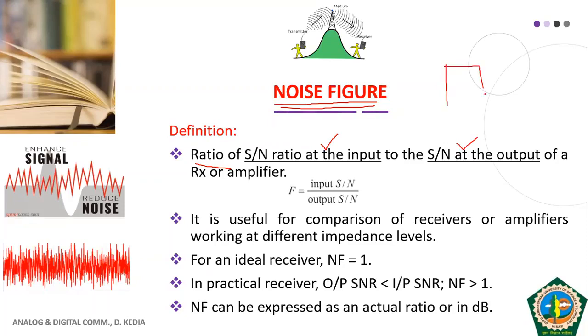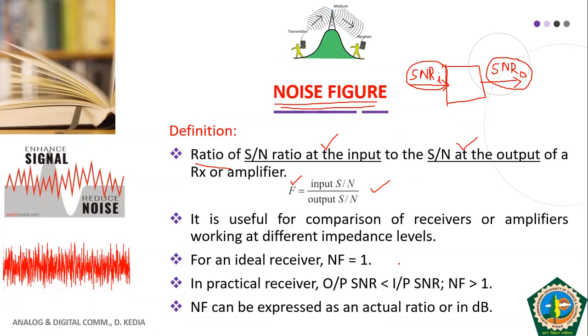So if we have a system, we will obtain the SNR at the input. We can call this SNR_i. Then we will observe the SNR at the output of that system. We may represent that SNR as SNR_o. Then the noise figure is defined as input SNR divided by output SNR. This is how we define noise figure, and it is represented by F.